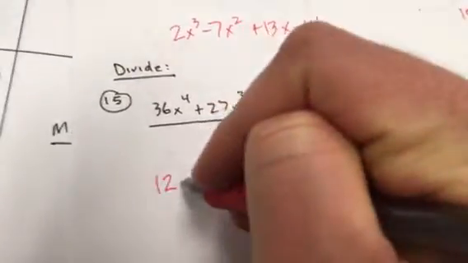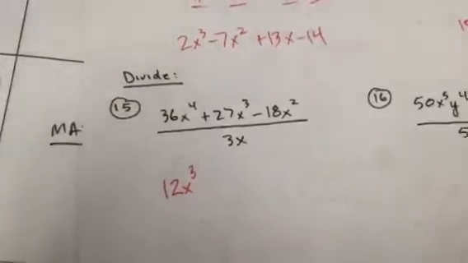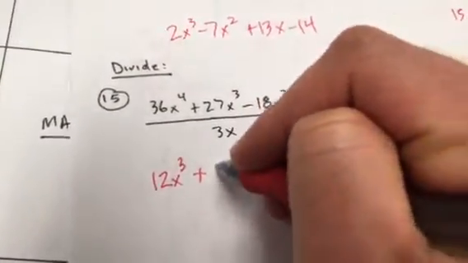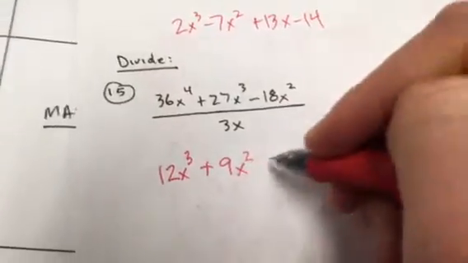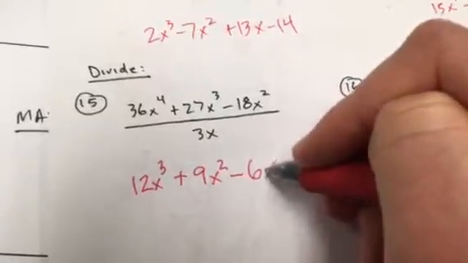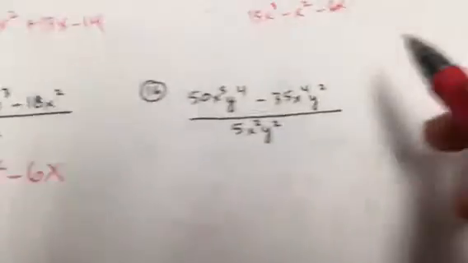36 divided by 3 is 12. Take an x away. 1x left, it's x to the third plus 27 divided by 3 is 9. Take an x away, x squared minus 18 divided by 3 is 6. Take x away, it's just x, and that's your answer.